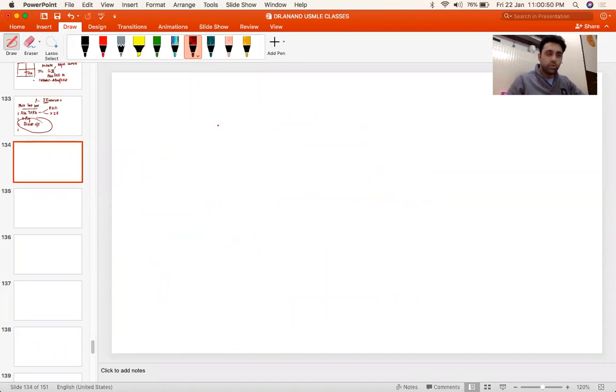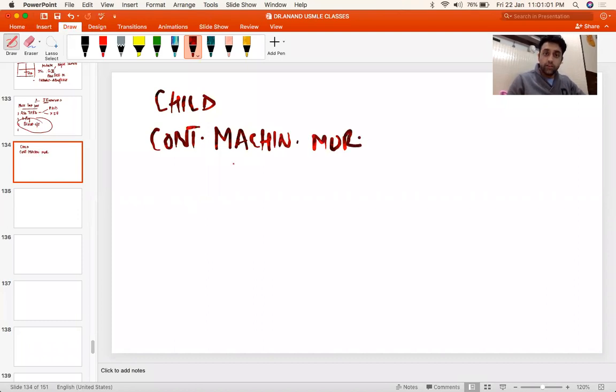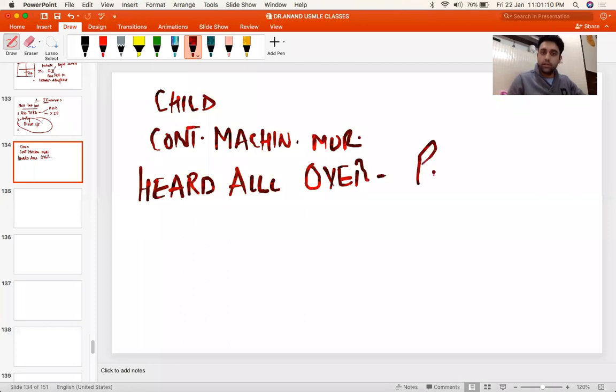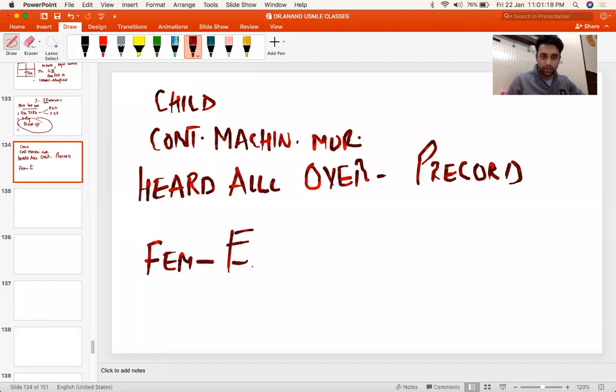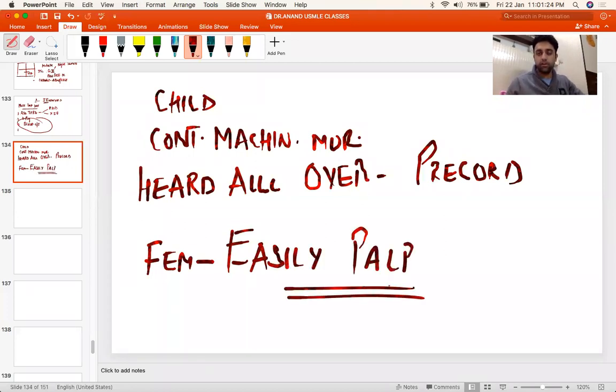Okay, last question. A child having continuous machinery murmur, which is heard all over the precordium, and femoral pulses are easily palpable. So the best answer is easily palpable dorsalis pedis artery, easily palpable femoral pulses, and a continuous machinery murmur. So what do you think?